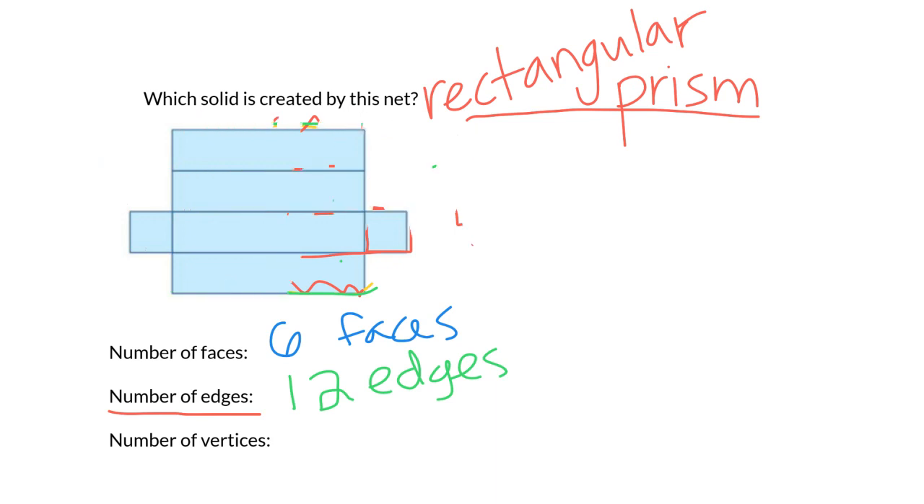Okay, I'm going to kind of erase all this again. Let's go ahead and use yellow now. Now we're going to identify our vertices. And this is also kind of tricky because you don't want to double count any or miss any.